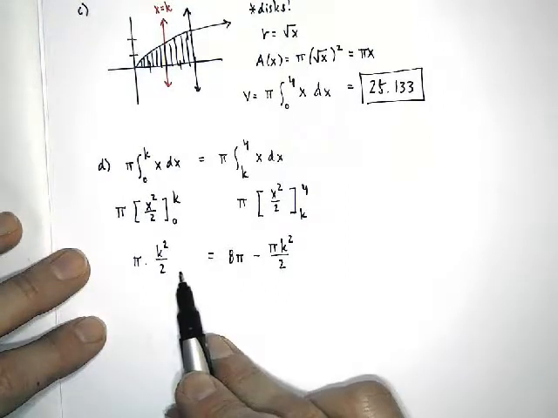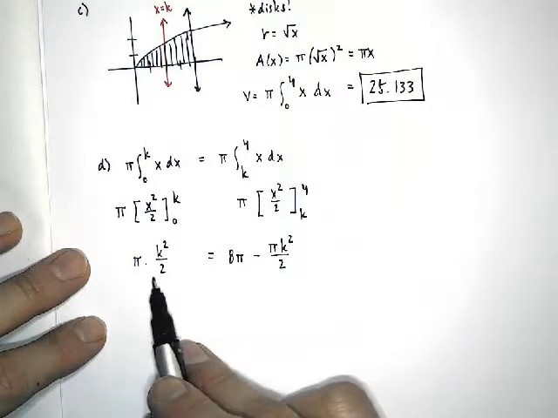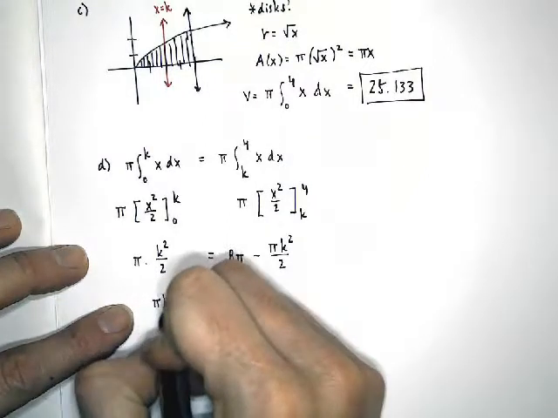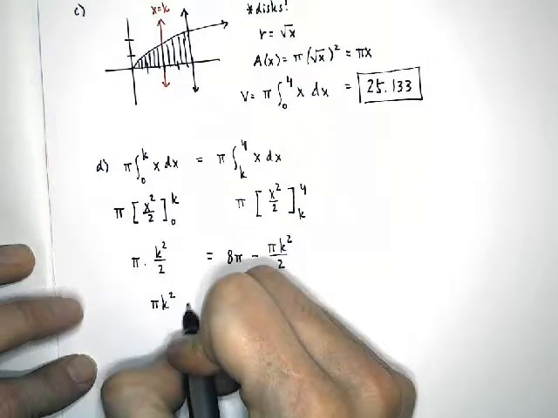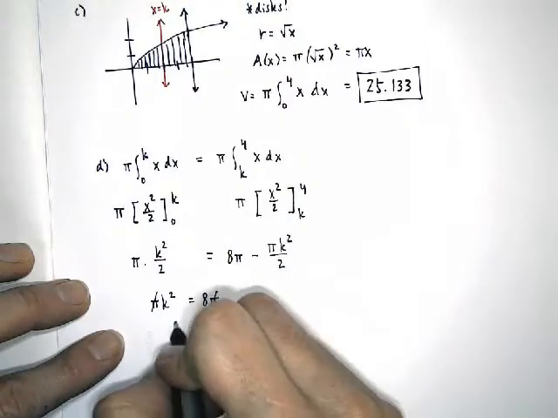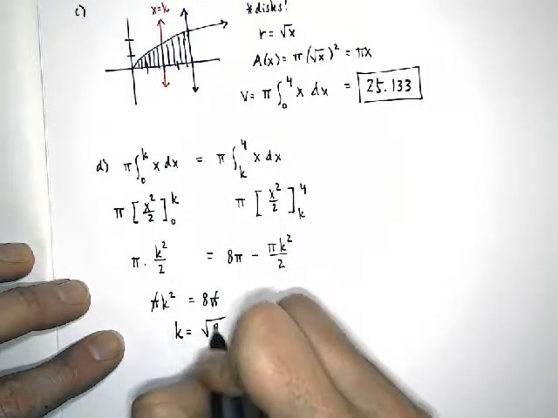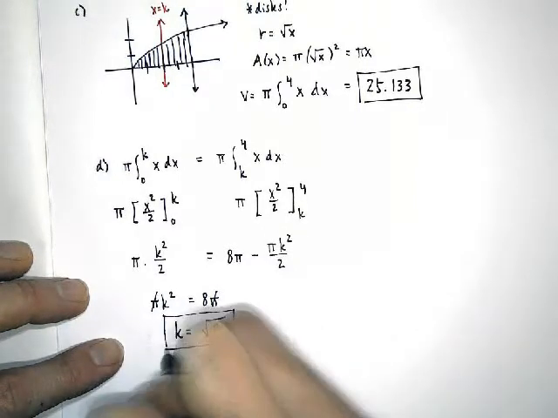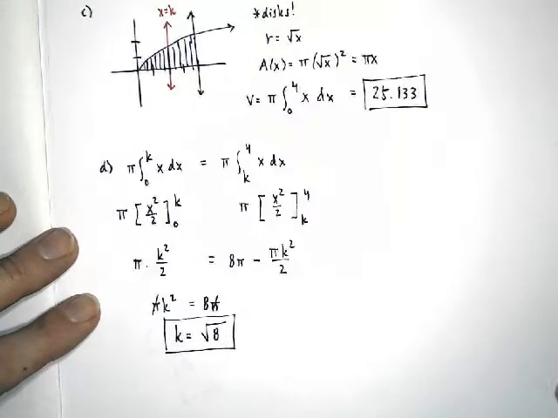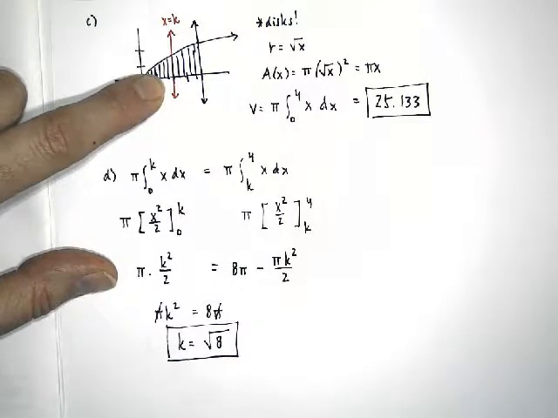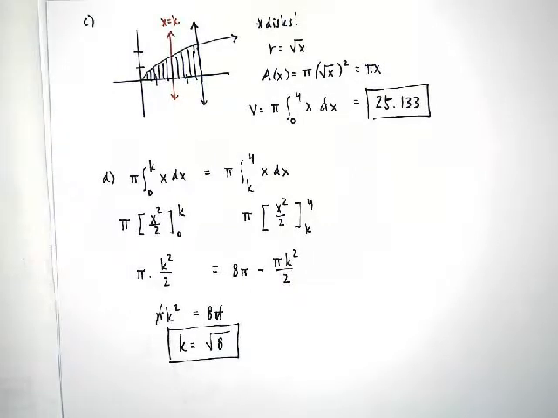So now I'm going to add this over here. So really I have, let's see, pi k squared over 2 and add 1. I'm going to have pi times k squared is equal to 8 pi. I'm going to cancel a pi from each side, and I know that k is going to be equal to the square root of 8. So if I were to draw a line at x equals the square root of 8, then I would be creating two solids with equal volumes if they were revolved around the x-axis.